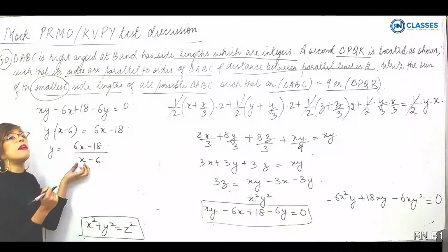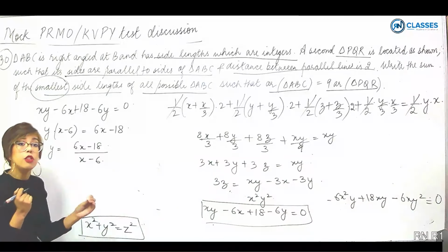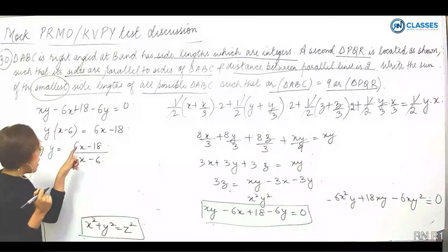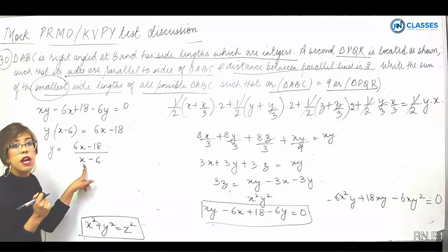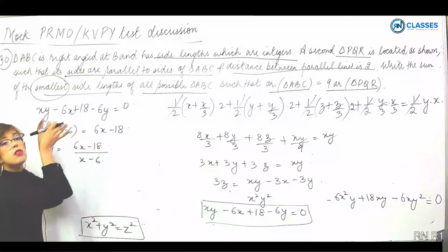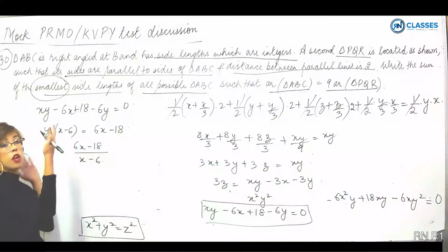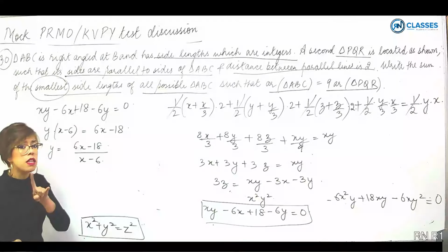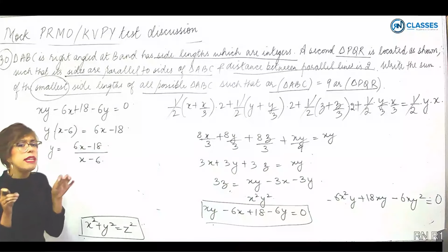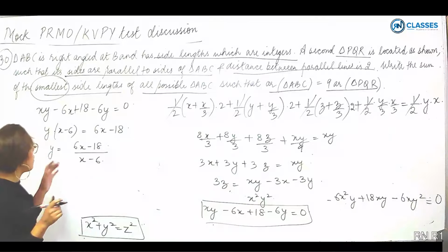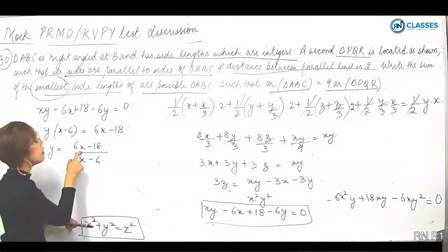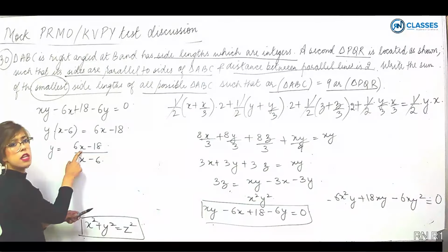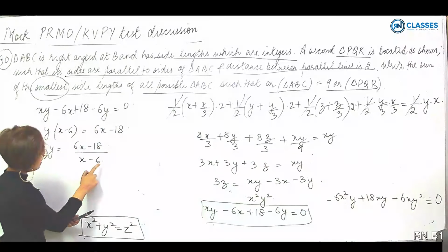But the question will remain, where will I stop putting the values of x? Because here it is a variable, here it is a variable. I have to put x in the numerator also, the denominator also, divide it and then check whether it is an integer or not. If I had the variable in just one place, it would have been a little bit easier. So I will try to get rid of this variable in the numerator. This is x minus 6.